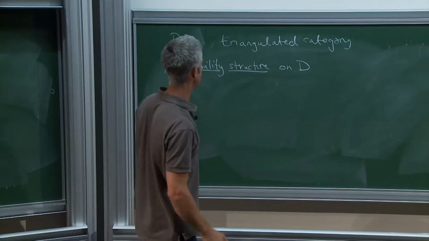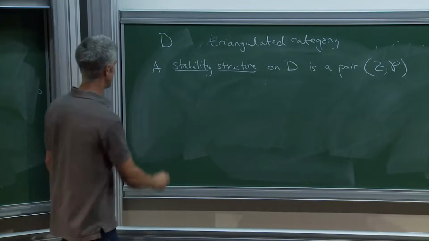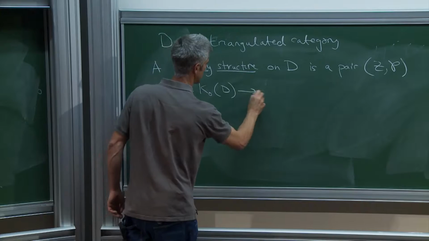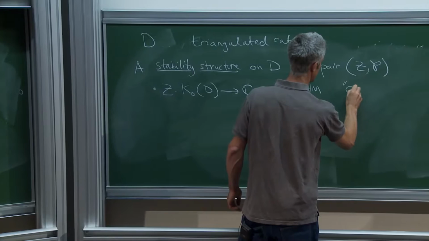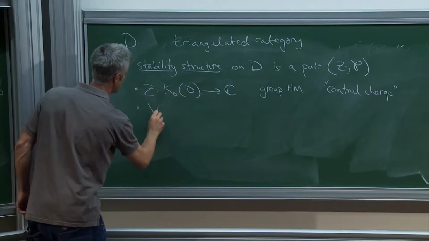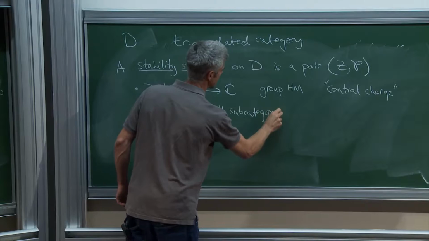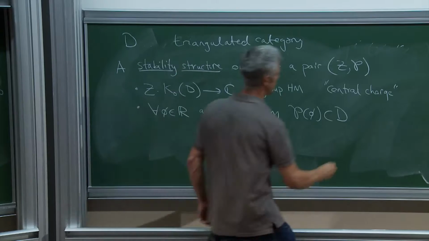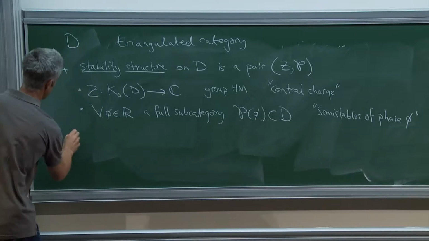Right, so what's a stability structure on D? It's two pieces of data, a pair. First, this is the easy bit to understand: a group homomorphism from the Grothendieck group to C, which is called the central charge. And the other thing is, for each real number phi, a full subcategory P phi in D, which are called the semi-stables of phase phi, satisfying some axioms.